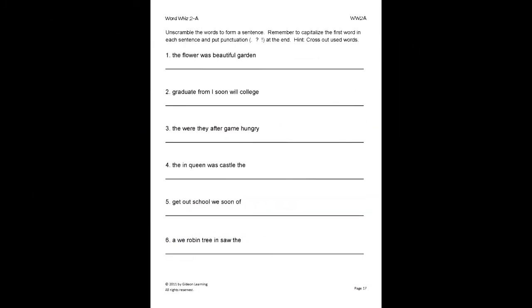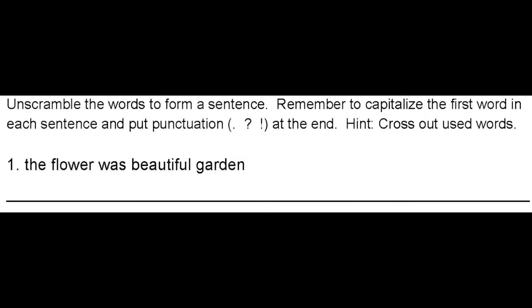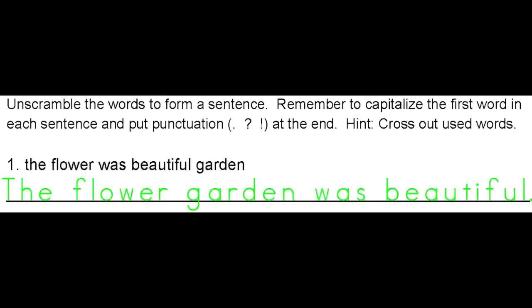Here, unscramble the words to form a sentence. Remember to capitalize the first word in each sentence and use punctuation at the end. It helps to also cross out used words. Let's look at number 1. We are given the words the flower was beautiful and garden. So we must unscramble the words to form a complete sentence. The flower garden was beautiful.